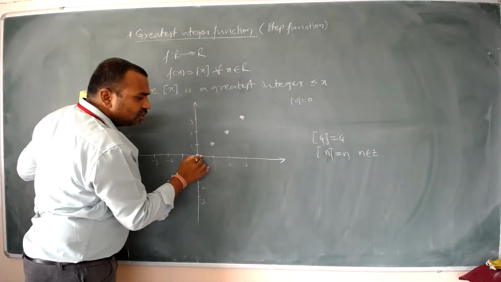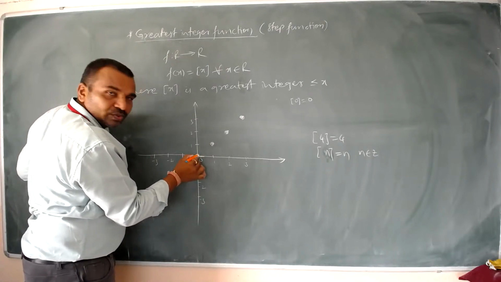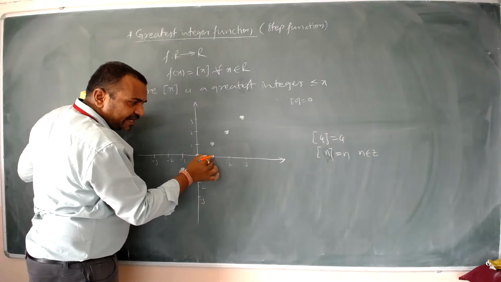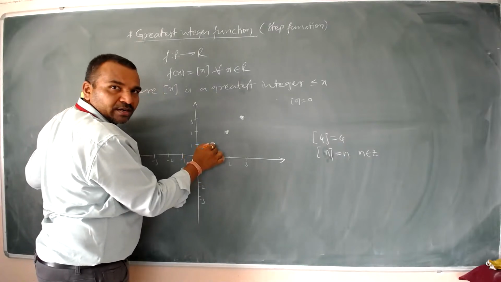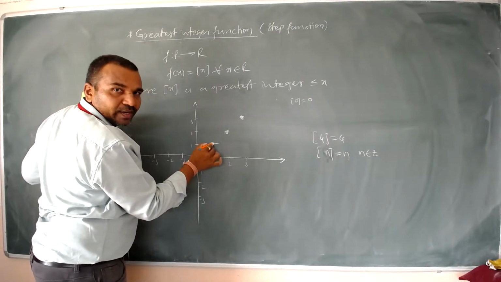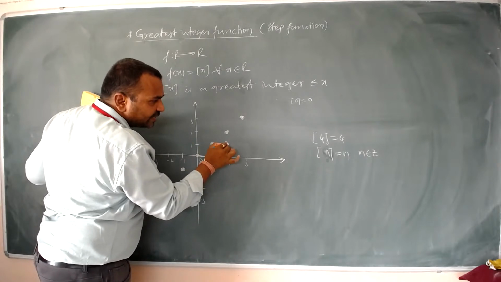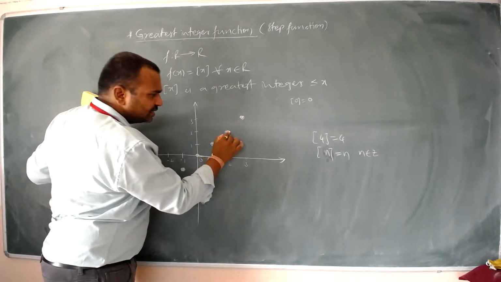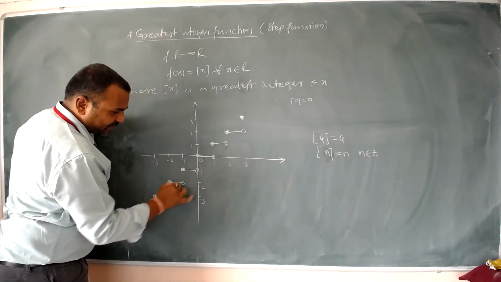I am taking 0.1, box 0.1 is 0, box 0.2 is 0, box 0.99999 is also 0. At 1, the answer is 1. At 1.1, 1 only. At 1.2, 1 only. At 1.99999, 1. At 2, the answer is 2. It doesn't touch here. Similarly, like this, we can draw all the values now.